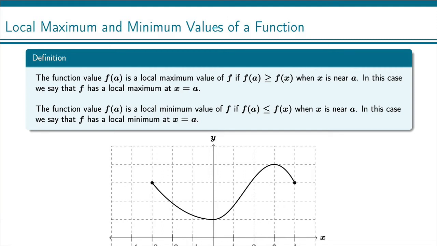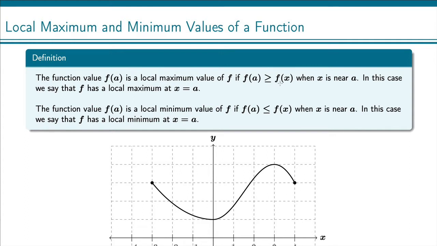One feature that is useful to know and interesting about functions is something called local maximum and minimum values. This is talking about the y values of a function. The definition of a local maximum is a y value, f of a, where f of a is greater than or equal to f of x when x is near a. All that means is that we have a y value that's higher than all the y values near it.